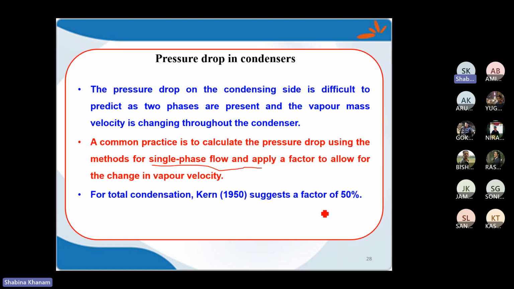Okay, so this is the case: the pressure drop you calculate for single phase, and just half of that you will consider as the pressure drop on the condensation side. On the other side, sensible heat is there, so that calculation will be done normally. Okay, so this is for total condensation, and this design is preferably for total condensation, not for partial condensation. So in that way you can design the condenser depending upon different conditions.